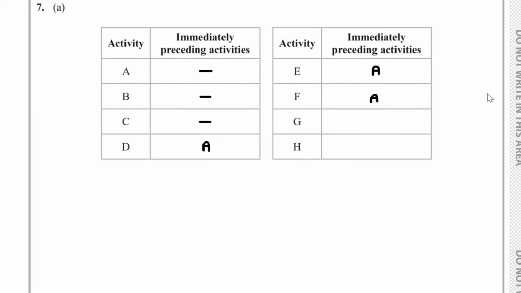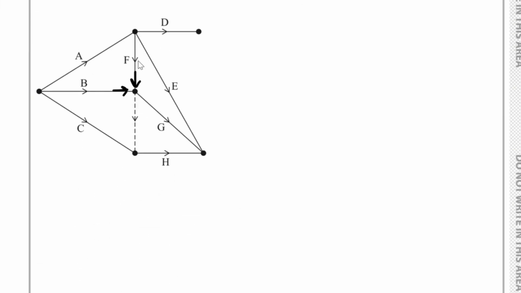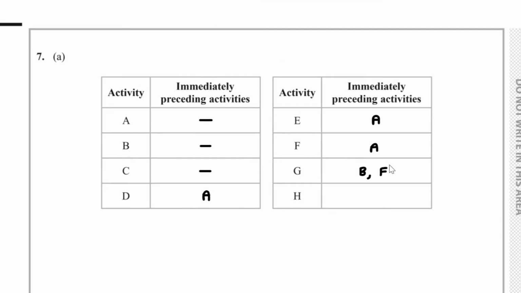So G depends on B and F only. And if I take a look at H, what's going inside to H, we've got C. Then we've got this dummy, which implies that H depends on B, and it also implies that H depends on F as well. So H will depend on B, C, and F.